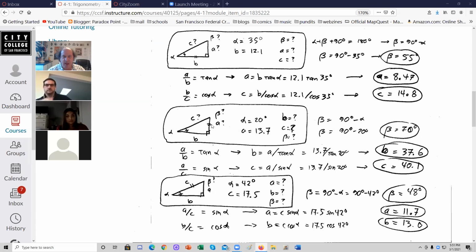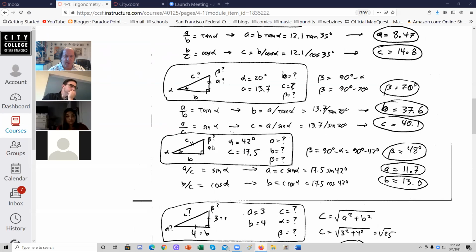Okay. A over B is tan alpha. So transposing the B and the tan alpha, B equals A divided by tan alpha. 13.7 over tan 20. So B is about 37.6. A over C is sine alpha, transpose the C and the sine. C equals A over sine alpha, 13.7 over sine 20, or 40.1.